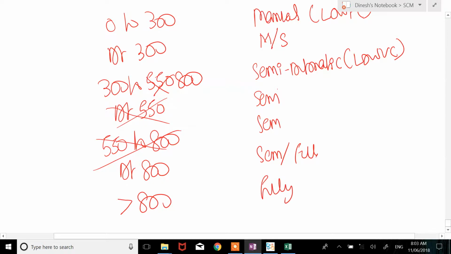So in short, you can eliminate that 550 from your analysis itself. That 550 is an information just to confuse us. That 550 is of no use. It's an irrelevant indifference point.